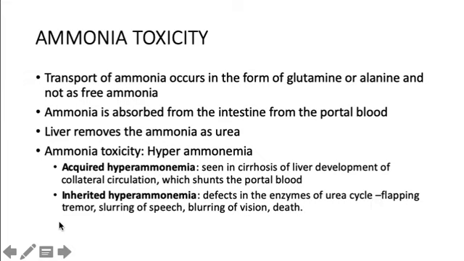There are flapping tremors, slurring of speech, blurring of vision, and eventually death of the patient. So most of the time ammonia toxicity will have neurological symptoms, that is slurring of speech, tremors, and blurring of vision. Okay, so this is about ammonia toxicity.